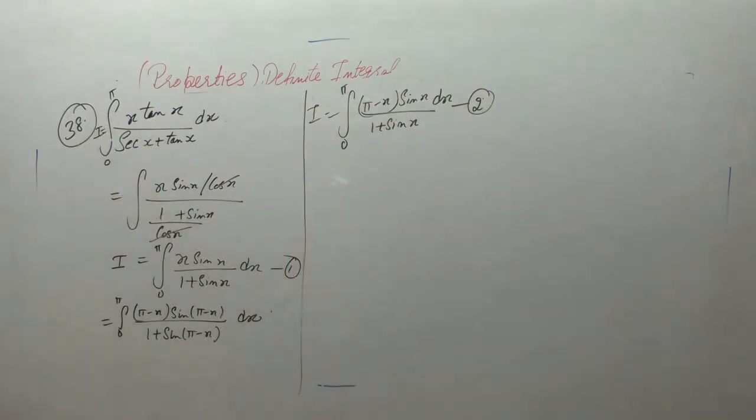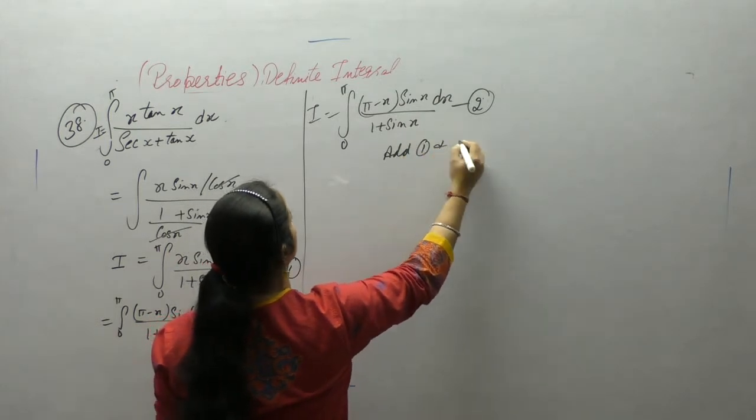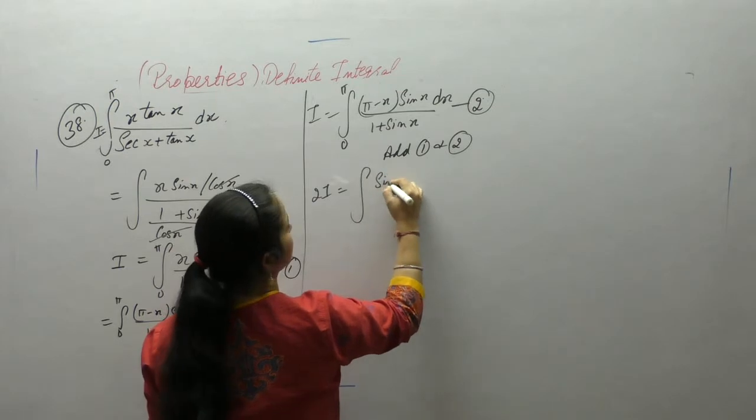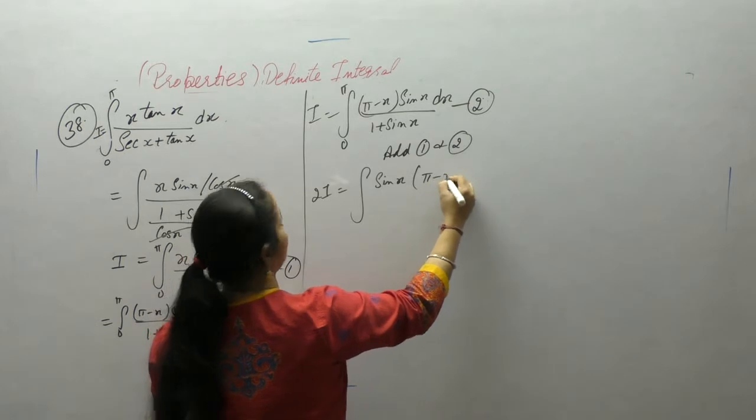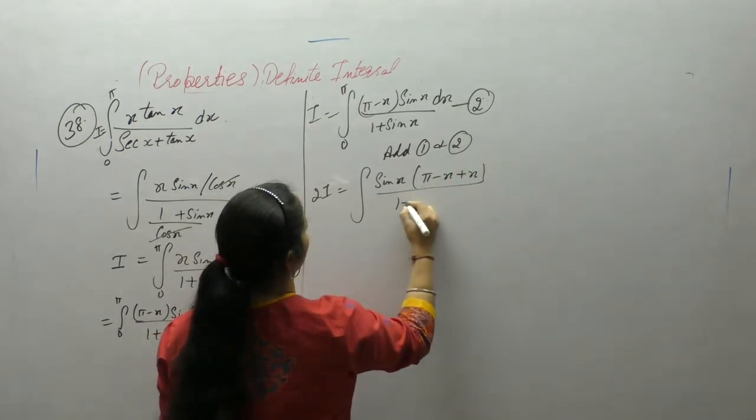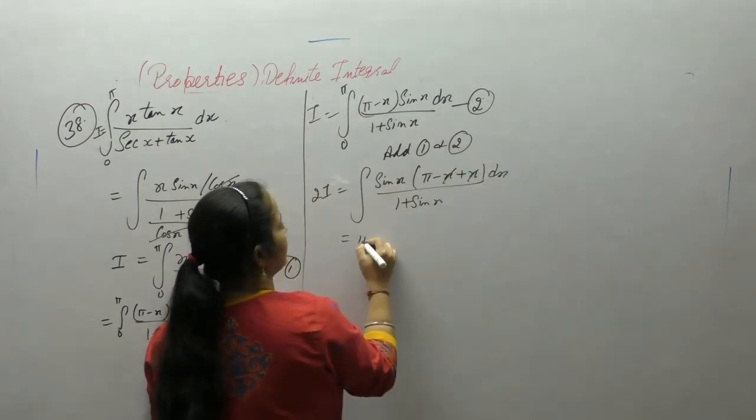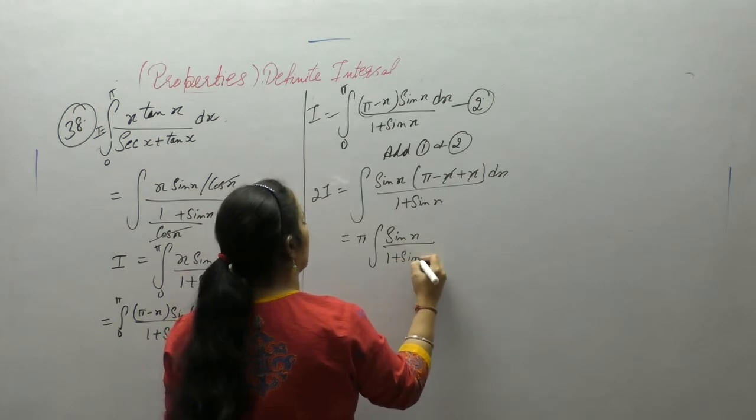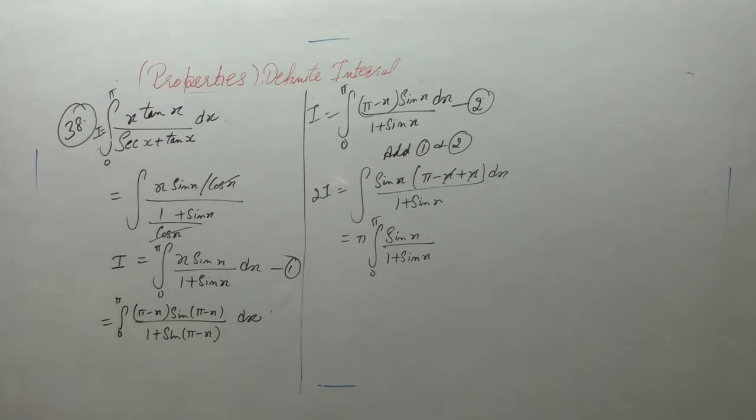Now add 1 and 2. Sin x is constant. Take sin x common. Pi minus x plus x upon 1 plus sin x. Pi sin x upon 1 plus sin x. Sin x upon 1 plus sin x.